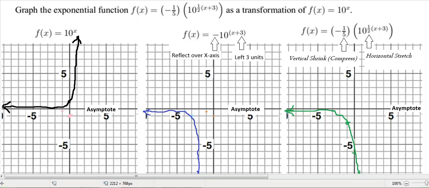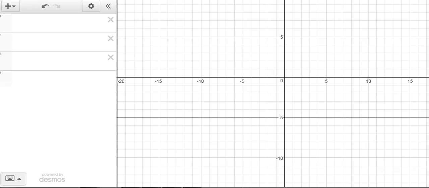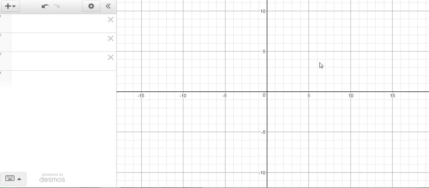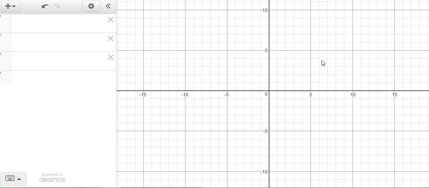Okay, so this is our hand graph, and with the help of the calculator, I do want to show you Desmos really quick. Okay, so this is Desmos. You can use this tool to check your work. Certainly, you're not going to have this wonderful resource on an exam or anything, but it's certainly a wonderful tool to check your work and help you visualize things.